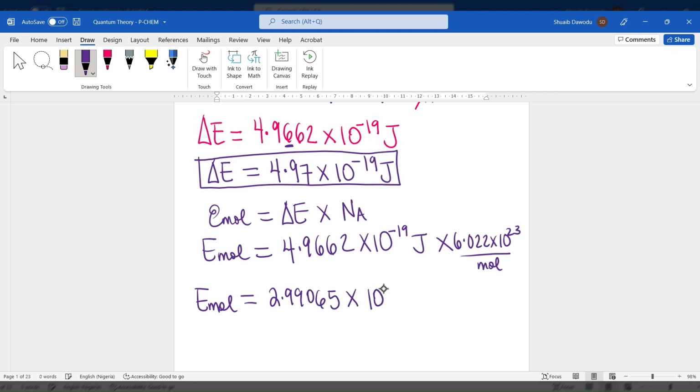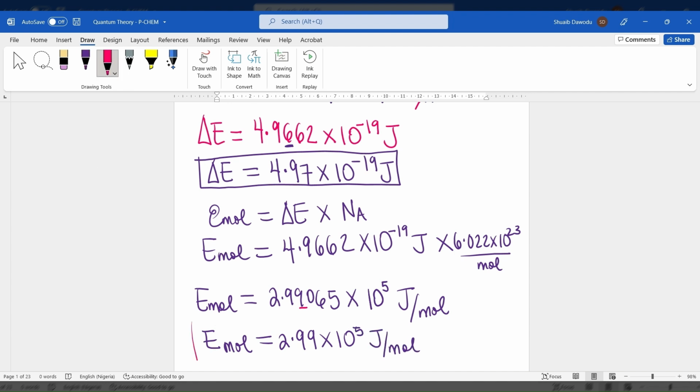times 10 raised to the power of 5 joule per mole. Now, of course, our work is in 3 sig figs, so we're going to put our answer in 3 significant figures. So E mole ends up becoming 2.99 times 10 raised to the power of 5 joule per mole. So this is the answer to this question.